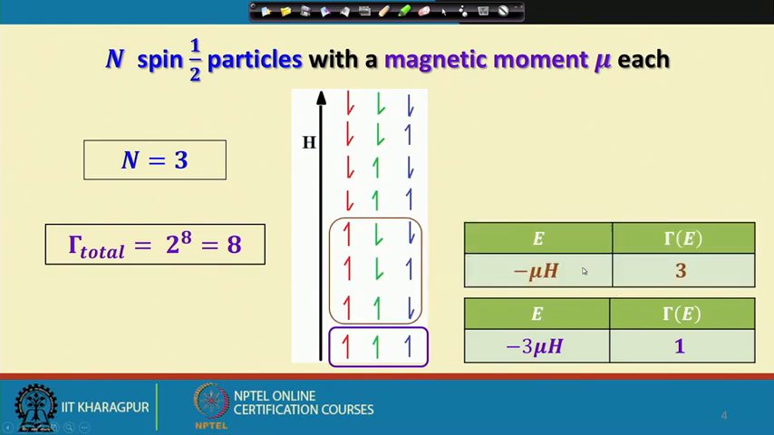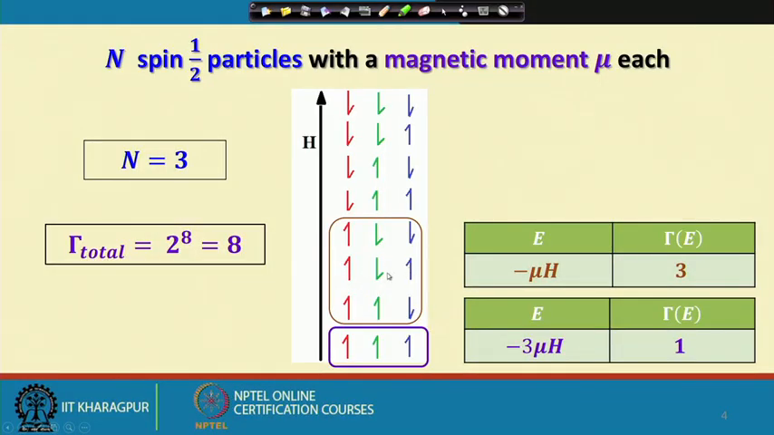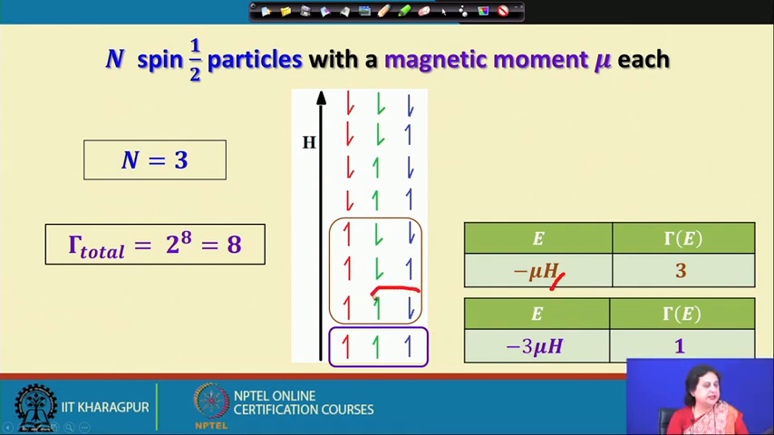Now, let us consider the next set where I have 2 spins up and 1 spin down. This obviously would give me an energy value of minus mu h. That is because there will be cancellation of contribution from these 2 spins, and only the positive contribution will be made by the unbalanced spin oriented parallel to the direction of the field. It is possible to have 3 such microstates, and therefore gamma corresponding to this energy value is equal to 3.